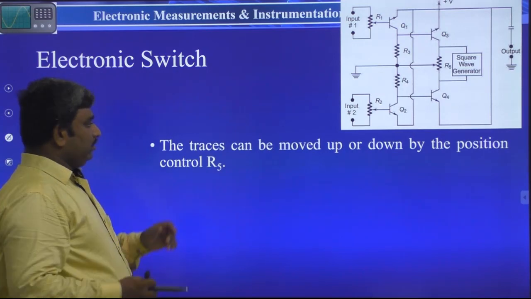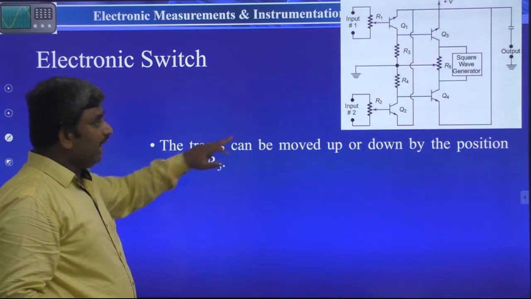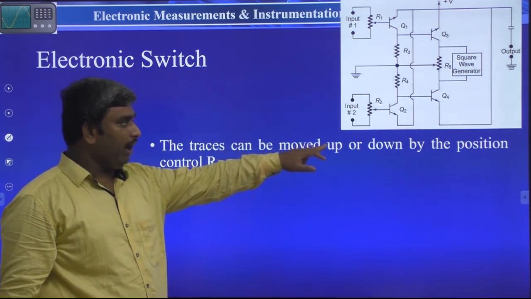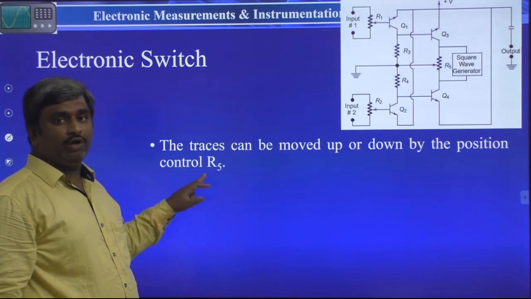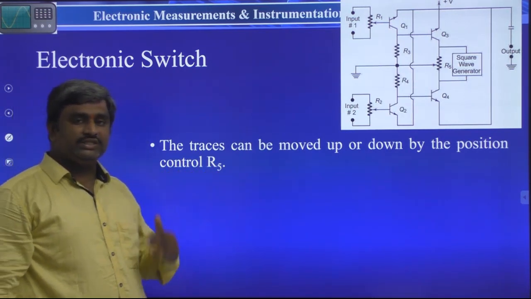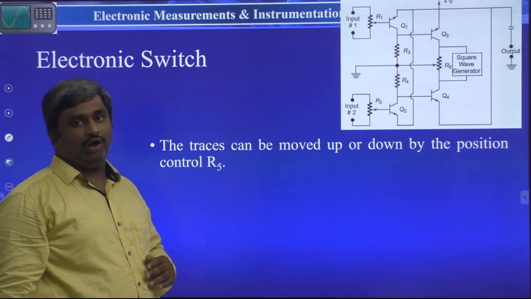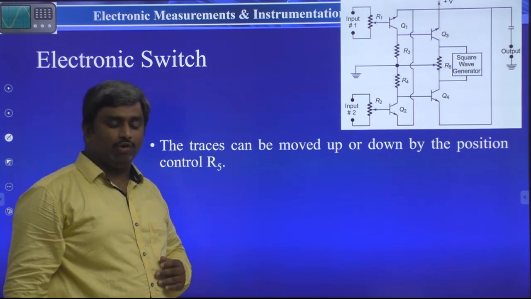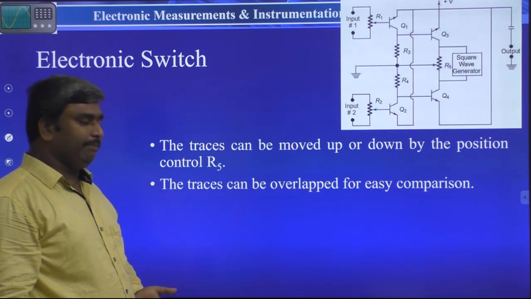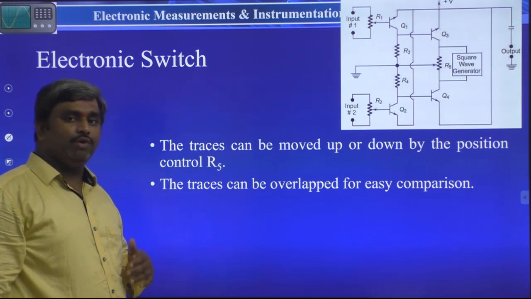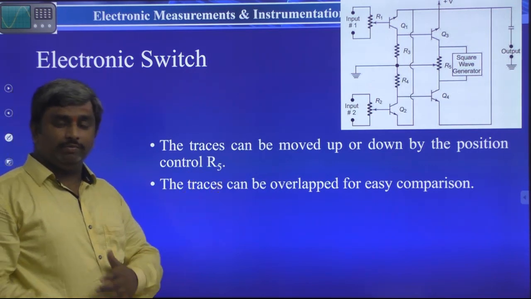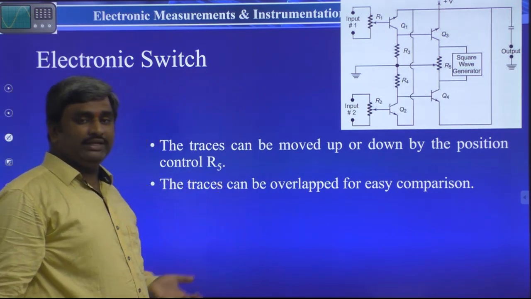Next, here with the R5 potentiometer, the trace can be moved up or down by the position control R5. So with the help of the R5 resistor, we can adjust the position of the waveform vertically in the upward or downward direction. The traces can be overlapped for easy comparison. So we have a facility to overlap the two channels of information to measure the amplitudes or frequencies for easy comparison.